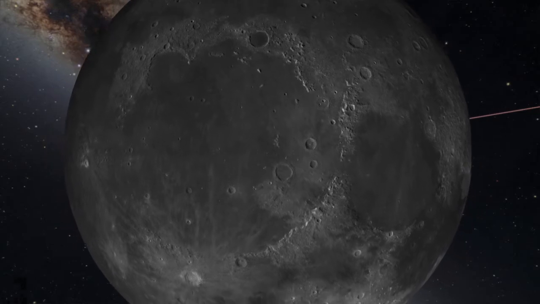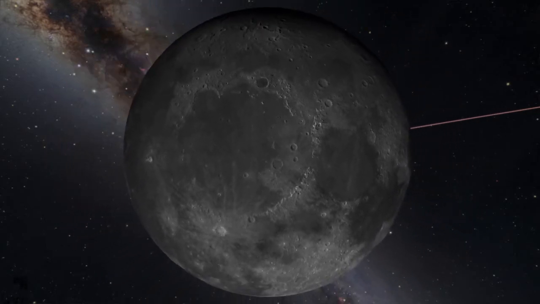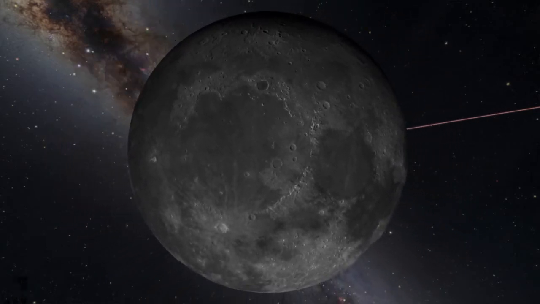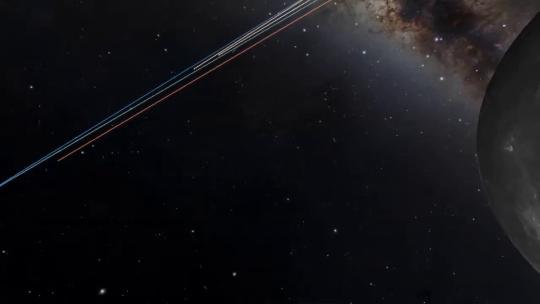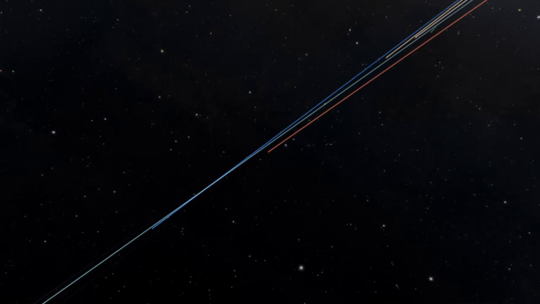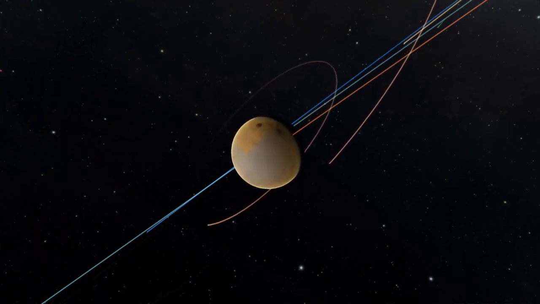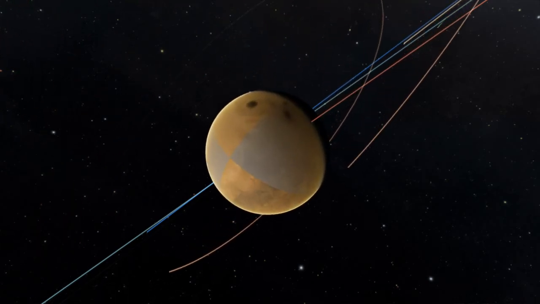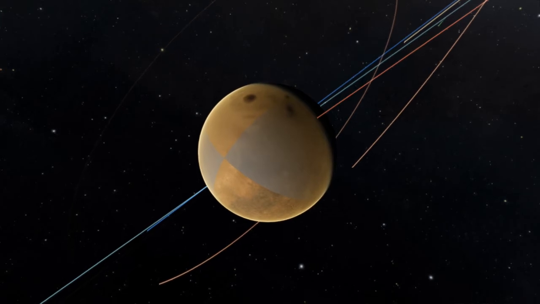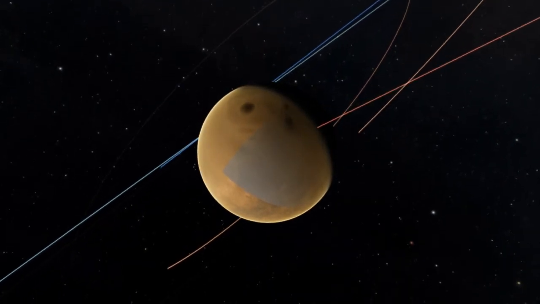All right, let's make our way to our next planet, which is the red planet, the planet Mars. Now, Mars is known as the red planet for pretty good reasons, because, well, it's red. And that red color comes from rust that is all over the surface.